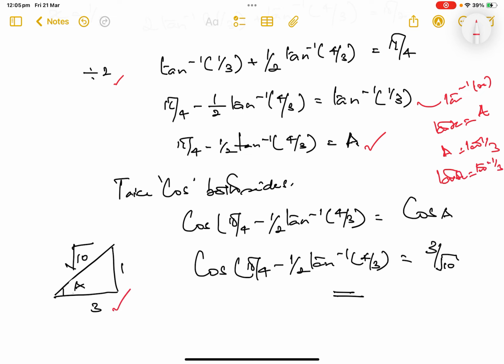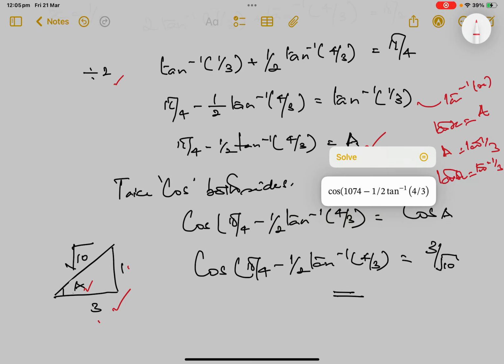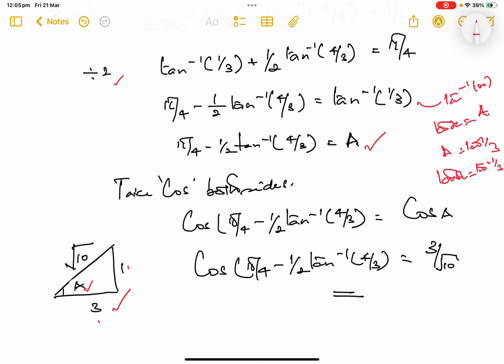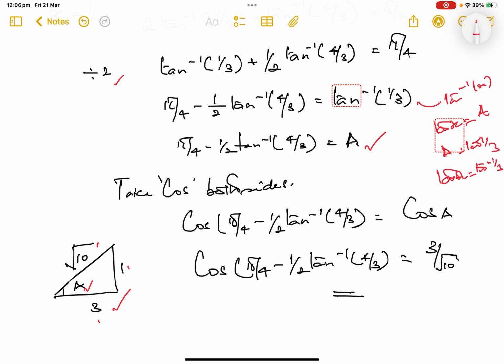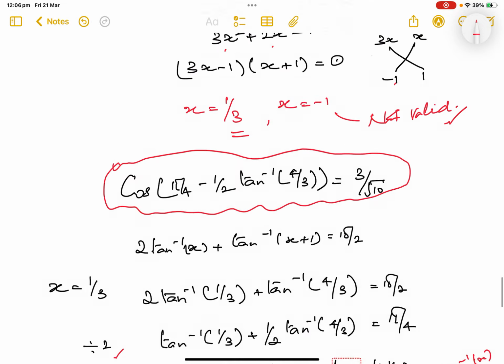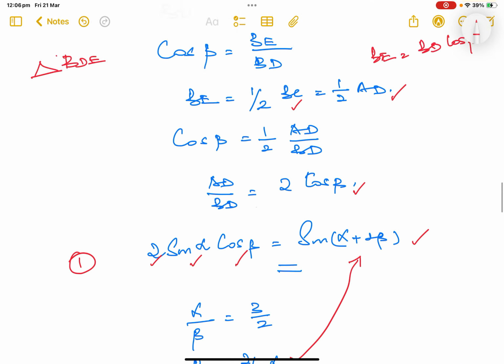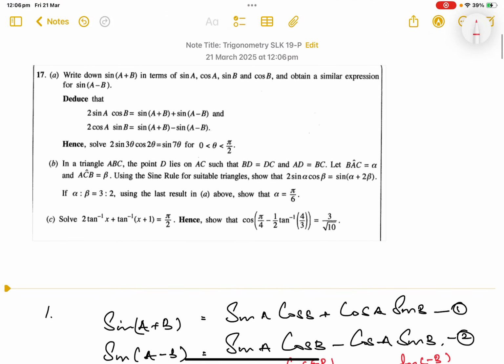If I take a small right angle triangle with angle A, tan A is 1 over 3. For the hypotenuse, by Pythagoras, 1 squared plus 3 squared is 10, so the hypotenuse is root 10. So cos A, adjacent over hypotenuse, is 3 over root 10. That's the value we needed to prove. That is the final part of the question.